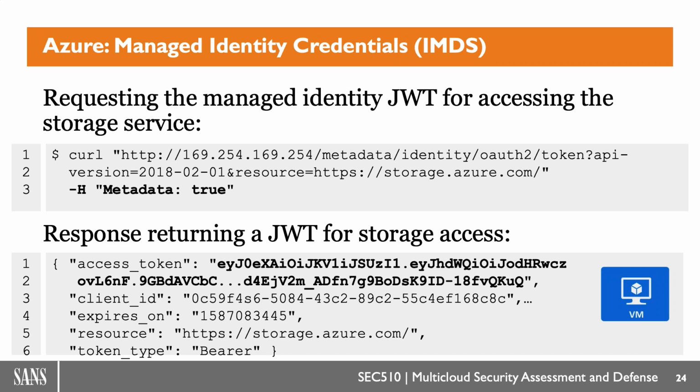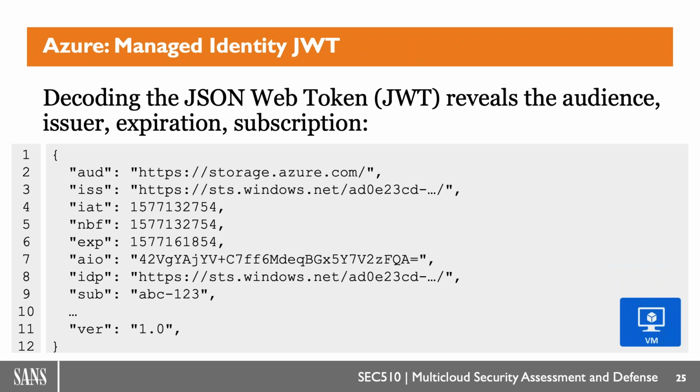Azure's is pretty stable. It requires that header on line 3, so it blocks basic server-side request forgery attempts. And the other interesting thing about Azure's on line 2: do you see the resource there? It's pointing specifically to storage.azure.com, which is very important to understand when you receive your access token back, which is on line 1. That is a JSON web token. So on the next slide, we've got an example of decoding this token.